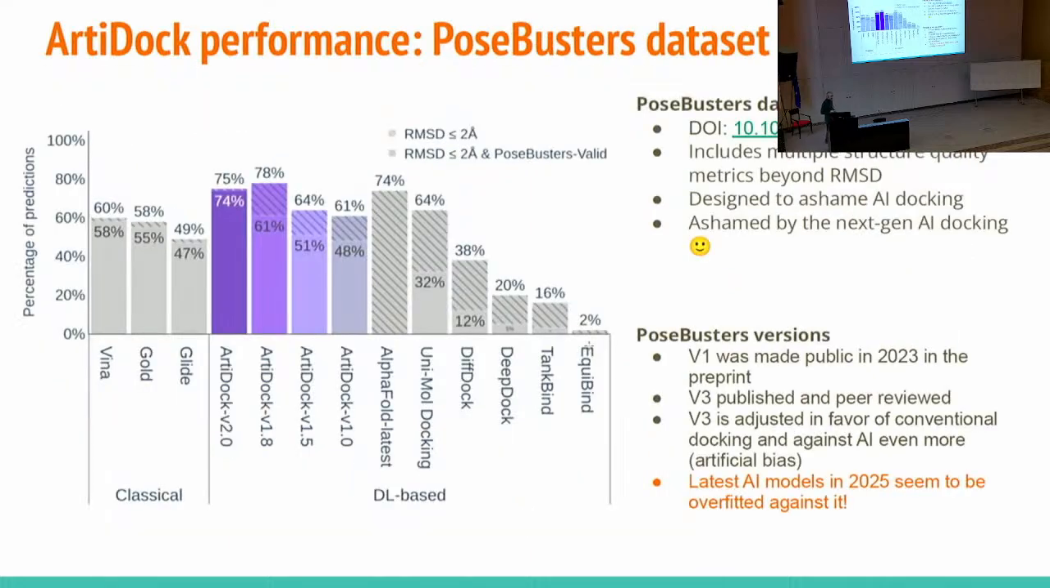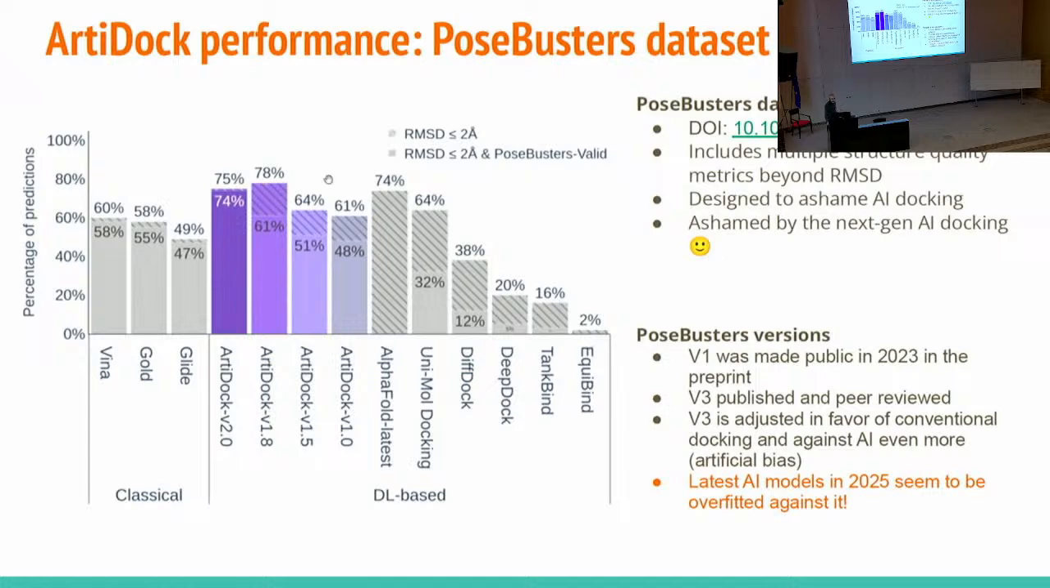But there is another data set which was actually created to challenge AI models, which is called the PoseBusters data set. This was introduced like 3 years ago and includes multiple structures which were challenging for AI techniques back then. And it also includes multiple structural quality metrics beyond just the RMSD of the pose with the crystal structure. And this is very, very valuable because before PoseBusters, there was no clear distinction between the molecules with the same RMSD, but kind of distorted chemistry.